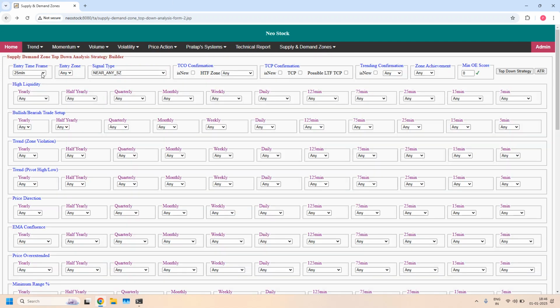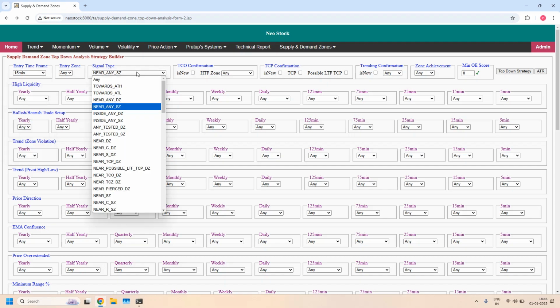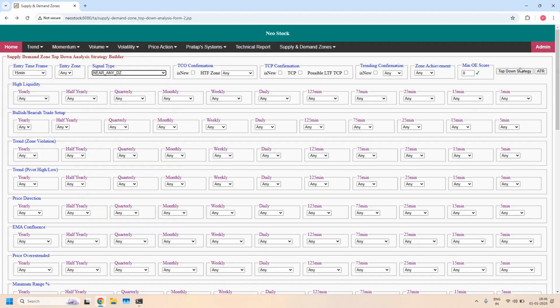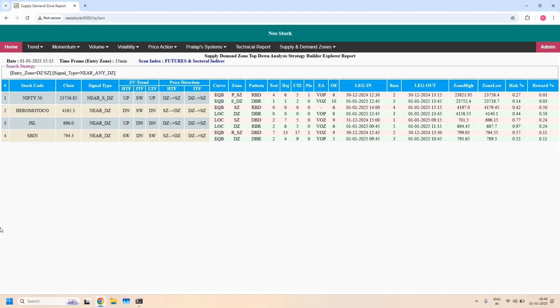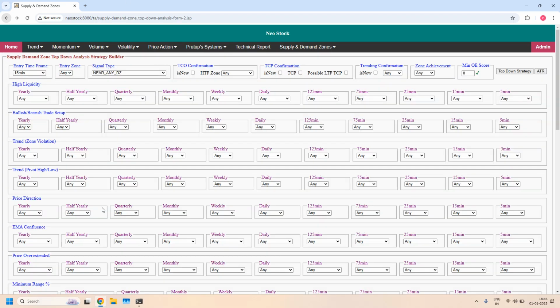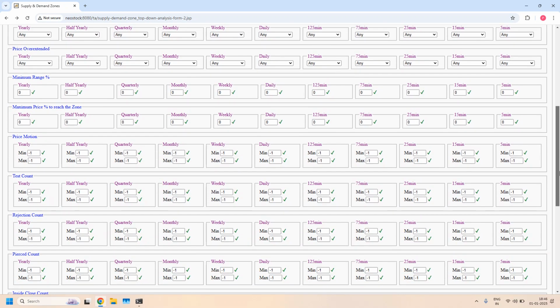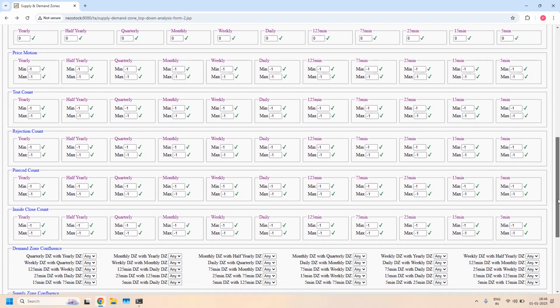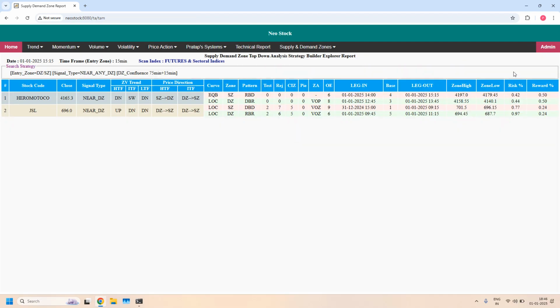Next time frame is 15 minutes. Stocks near 15 minutes demand zone. 4 stocks are filtered. Let's identify how many of these stocks are having ITF confluence. That is a 15 minutes demand zone with 75 minutes demand zone confluence. I am enabling the filter. So with this filter we got 2 stocks.